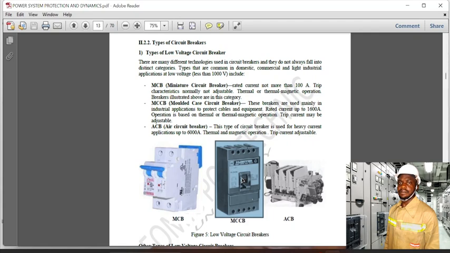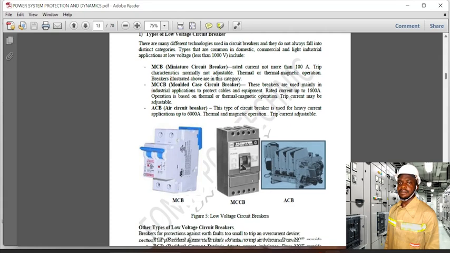And then we also have the air circuit breaker. This is used for heavy current applications of up to 6,000 ampere. And these various circuit breakers operate using the thermomagnetic operation, either the thermal and magnetic operation. Okay, so these are some of the low voltage circuit breakers that you have, right?